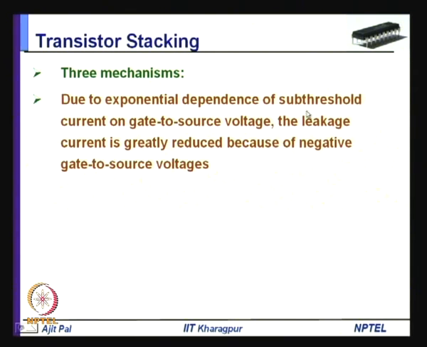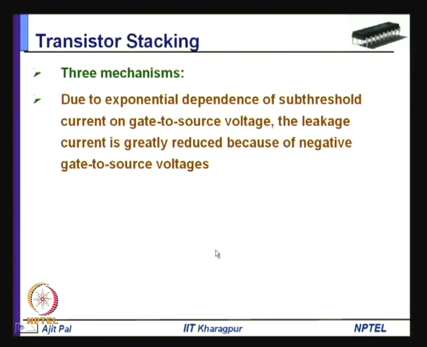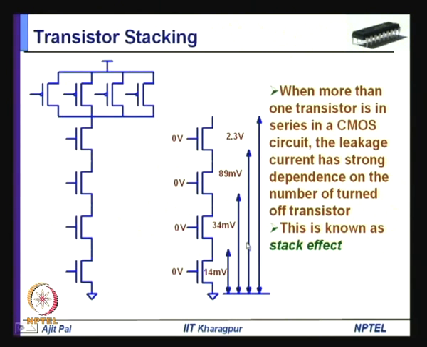So, due to the exponential dependence of the subthreshold leakage current on gate to source voltage, leakage current is greatly reduced because of the negative gate to source voltage. The second phenomenon is that the leakage current is also reduced due to body effect, because the body of all the 3 transistors is reverse biased with respect to the source. As I was explaining, the substrate is connected to 0 and all the sources have positive voltage, so it is leading to reverse body bias.